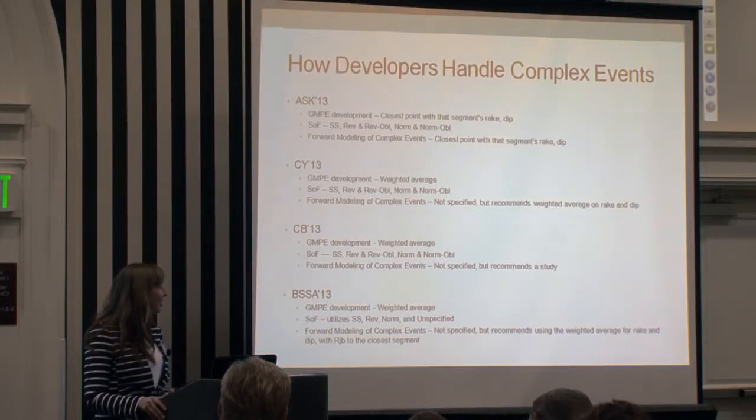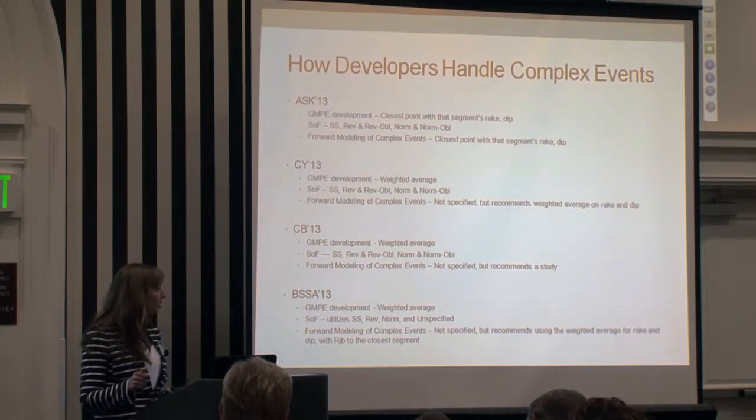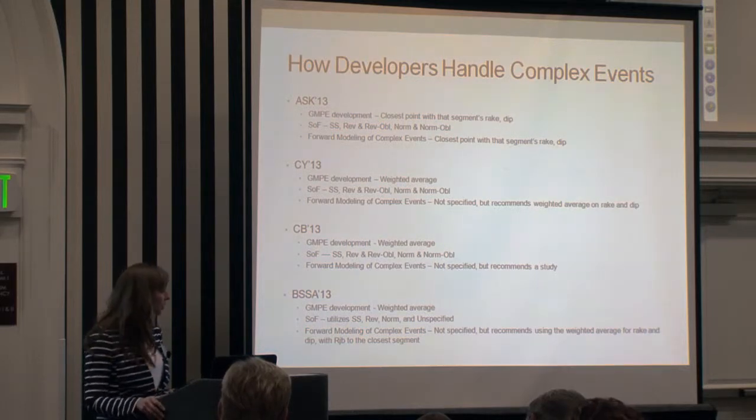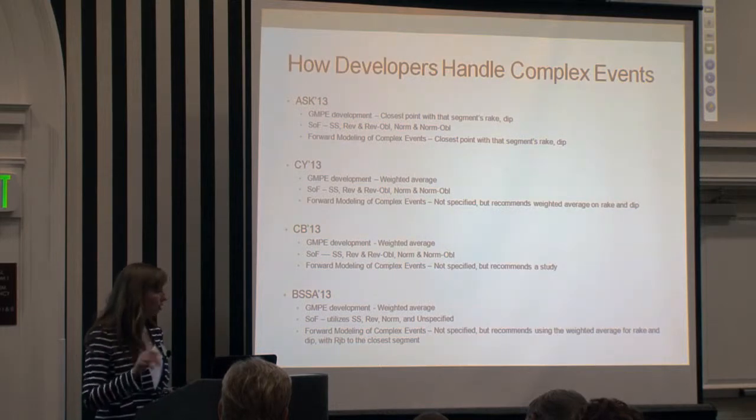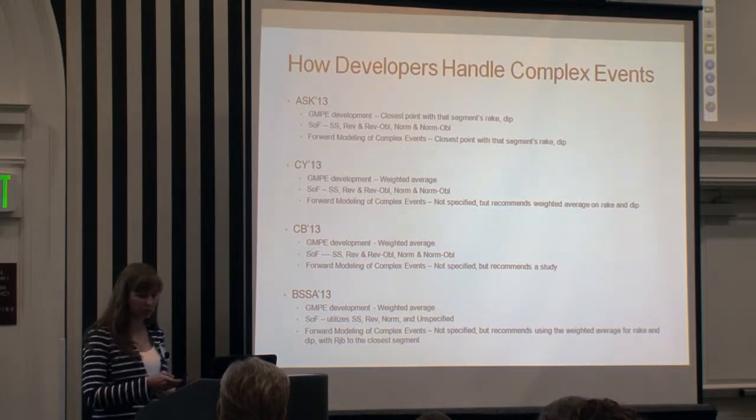Okay, for BSSA, they use the weighted average. They utilize strike slip, reverse, normal, and unspecified. So they don't necessarily call out obliques. And in talking with John Stewart, it's not specified, but they're recommending the weighted average of the rake and the dip and with the RJB distance to the closest segment.